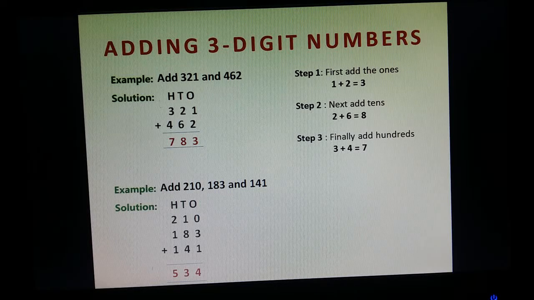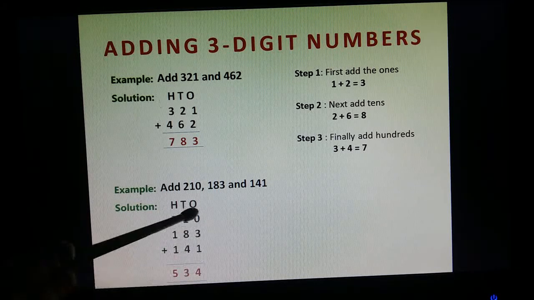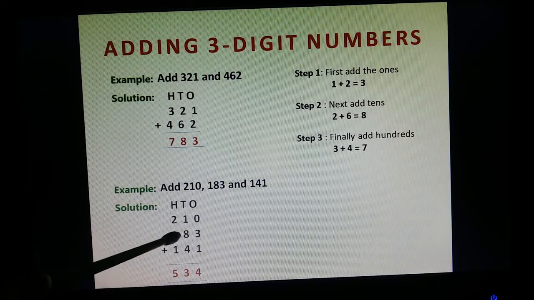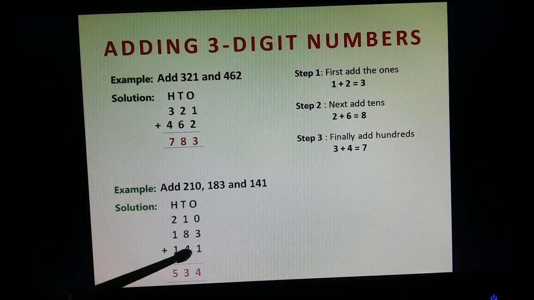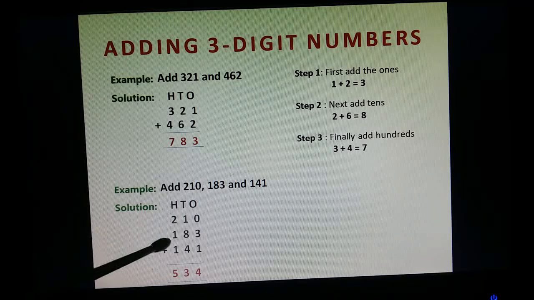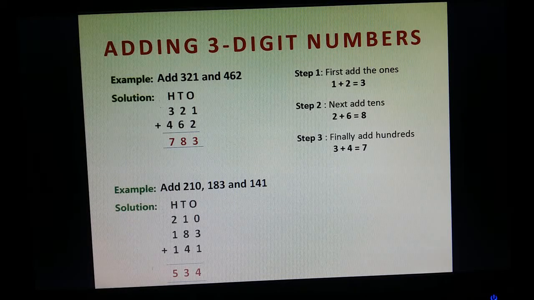So first of all, we will add the ones place. 3 plus 1 equals 4. And if we add 0 to 4, we will get 4 only. Next is 1 plus 8, 9. 9 plus 4, 13. So 3 will be written here and 1 will be carried over to the hundreds place. So 1 will be here, 2 plus 1, 3, 4 and 5. The sum is 534.